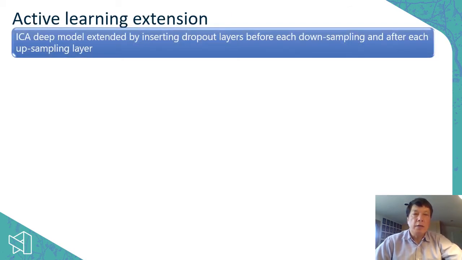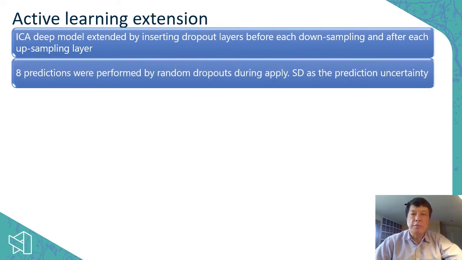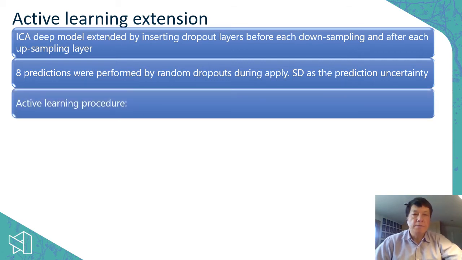We extend the deep model to insert dropout layers before each downsampling and after each upsampling layer. Multiple predictions were performed by random dropout during apply. And the standard deviation of the predictions is the prediction uncertainty.